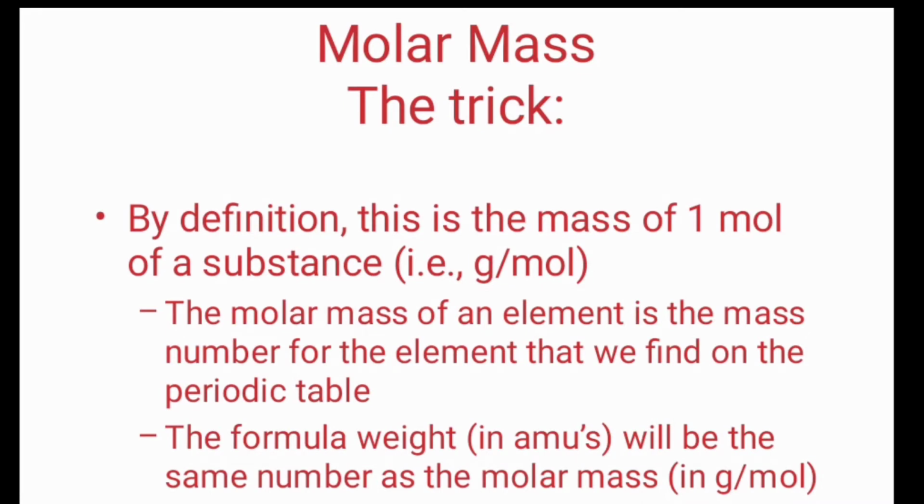So going back, the molar mass is by definition the mass of 1 mole of a substance, or gram per mole. The molar mass of an element is the mass number for the element that we find on the periodic table. The formula weight in atomic mass unit will be the same number as the molar mass, or gram per mole.